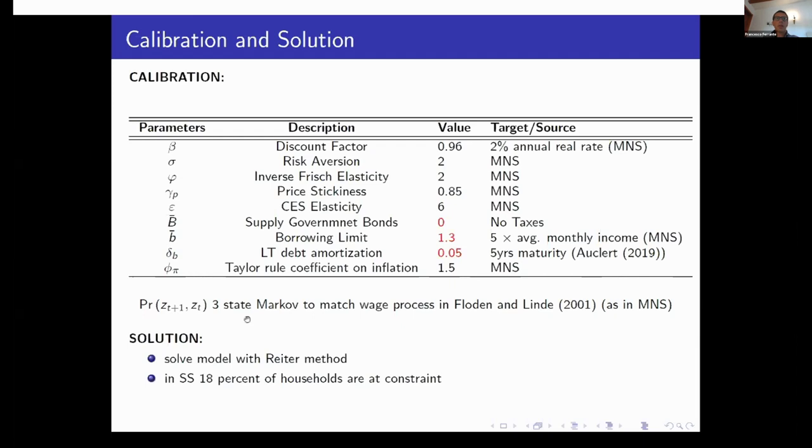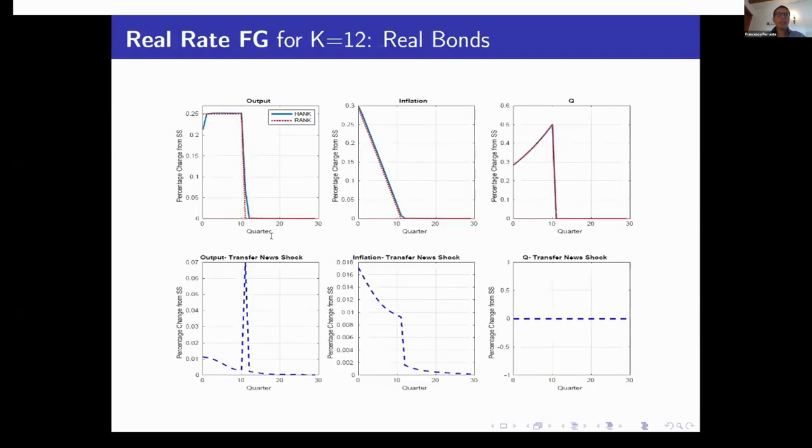We solved the model with the writer method. In steady state, we have that about 18% of households are at the borrowing constraint. This number is similar to what McKay, Nakamura and Steinsson have in their calibration. So let me start describing the main experiment.